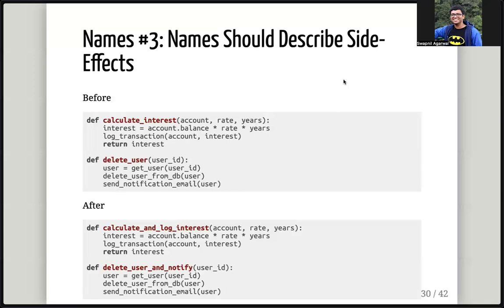So in this case, as soon as we write calculate and log interest, we just get to know that, okay, calculation is happening and logging is also happening. Now what is being logged, how, exactly which parameters are being logged, that I can still come and see inside the function. But at least when I call this function, I will not forget that logging is happening in this. So that is important. Long function names are totally fine, but try to keep it as small as possible with all the side effects mentioned.